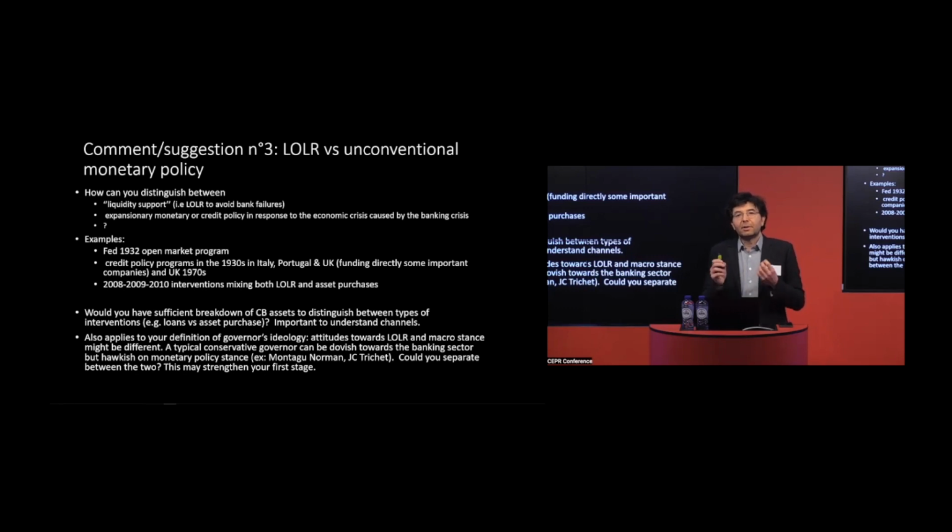Here, I was not sure that you can really distinguish between the liquidity support that we usually identify as a lender of last resort operation, where they are providing money usually to individual banks, and the expansionary monetary policy, or even sometimes credit policy, in response to the economic crisis, which is itself caused by the banking crisis. These are different tools, because in the first case this will be individual loans to banks. In the second case, for example, it can be asset purchases. Again, maybe it will not change the macroeconomic effect that you estimate, but to understand the channels, it could be good to try to identify these two different channels.